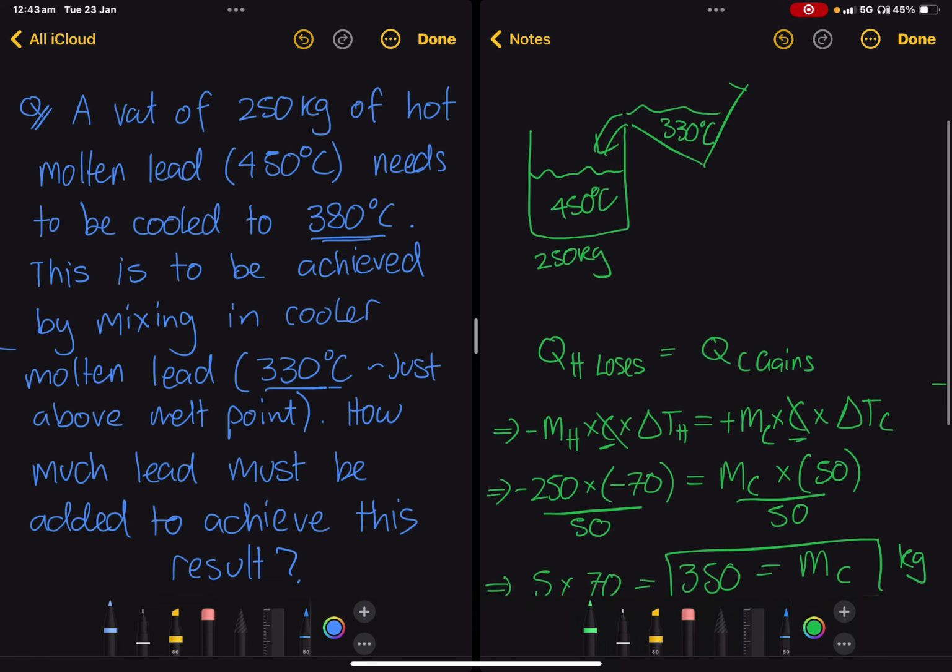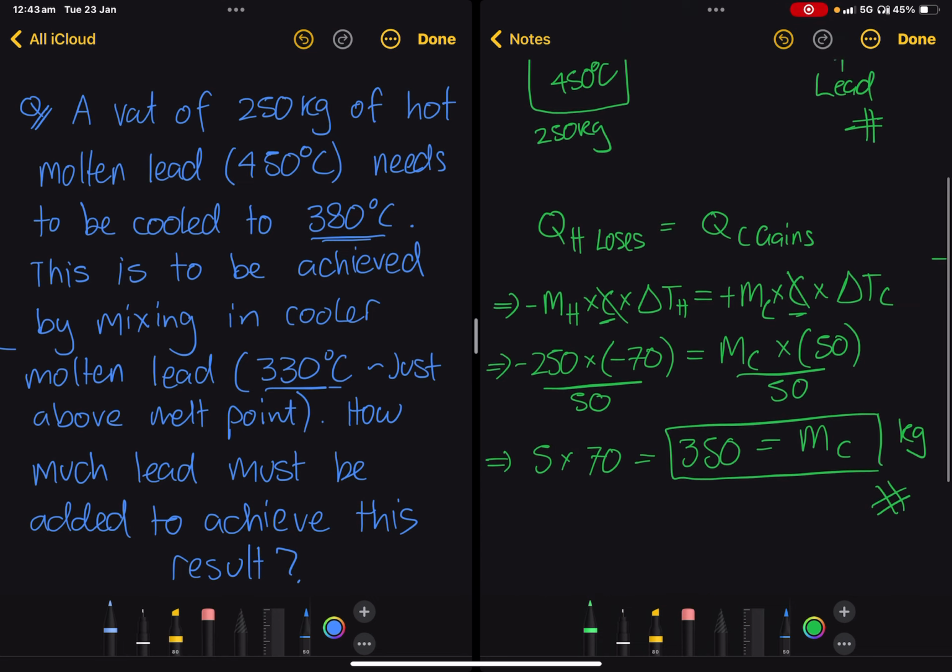In this case, we were just mixing 2 lots of lead, right? So this was lead and lead. And so these equations simplified quite nicely. And we were able to find that the answer was 350 kilograms.